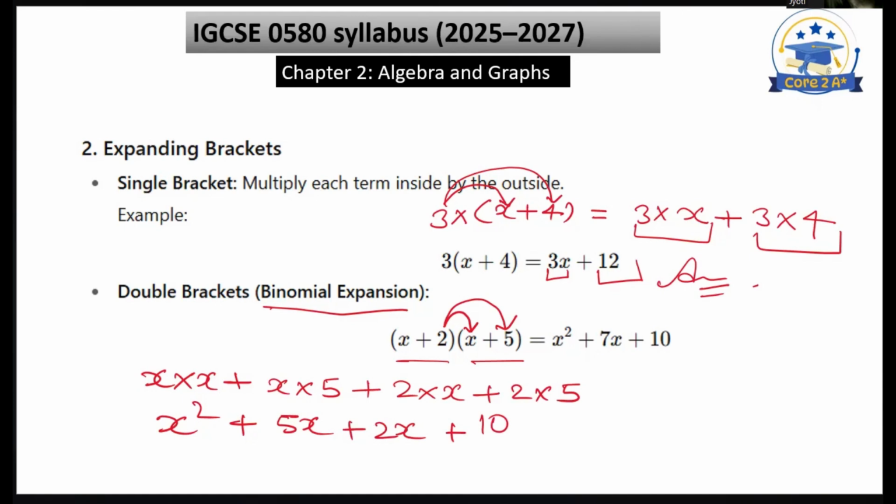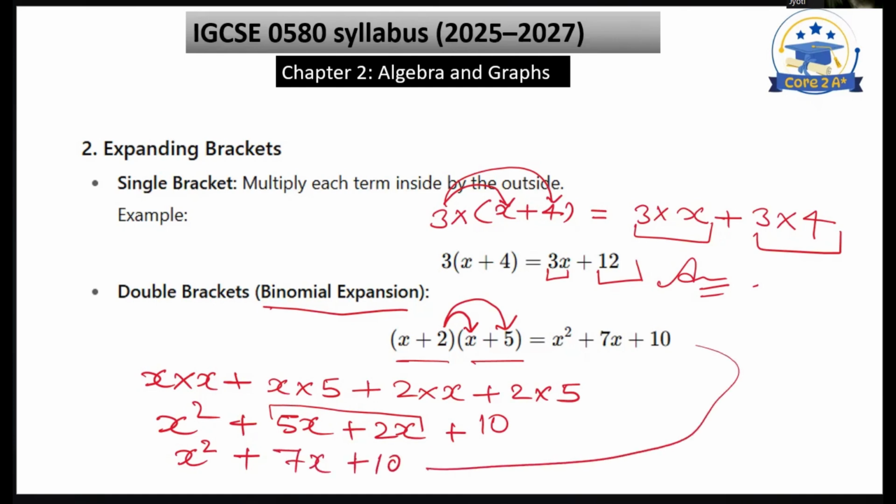Now, are there any like terms? Yes, only in the middle. So we can add and subtract with the like terms, okay? Not with the unlike terms. So 5 plus 2, how much is it? 7x plus 10. This is your answer, okay?